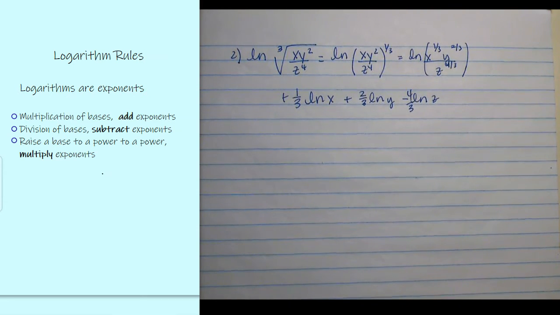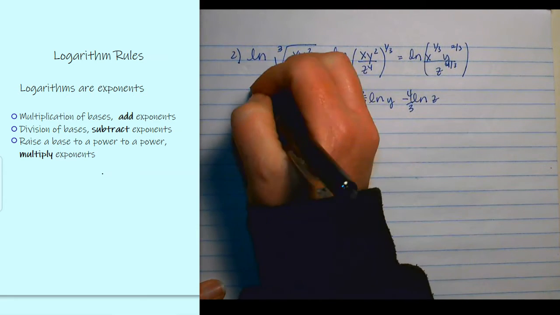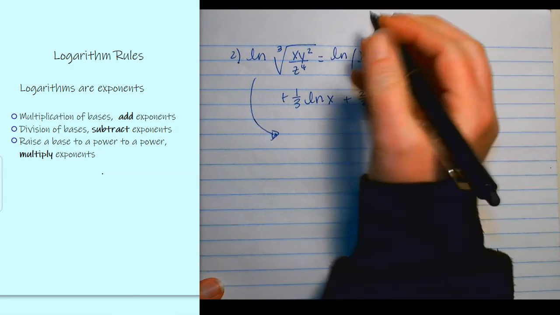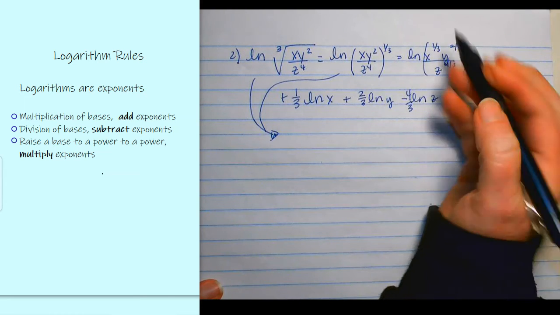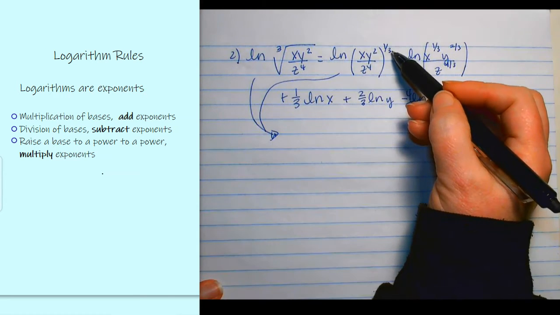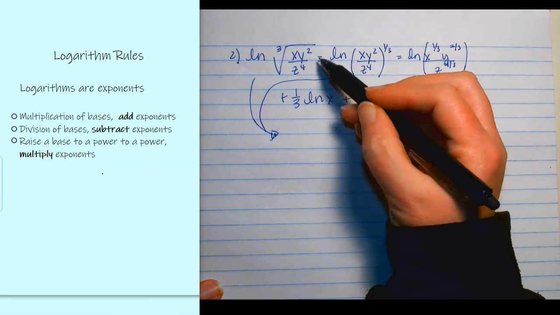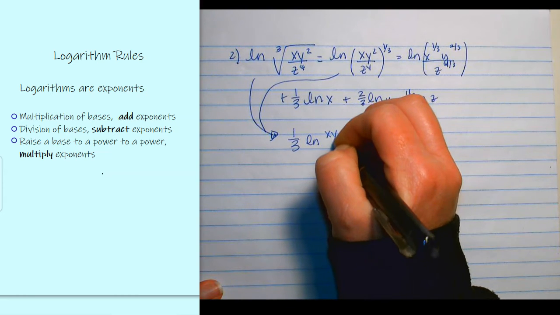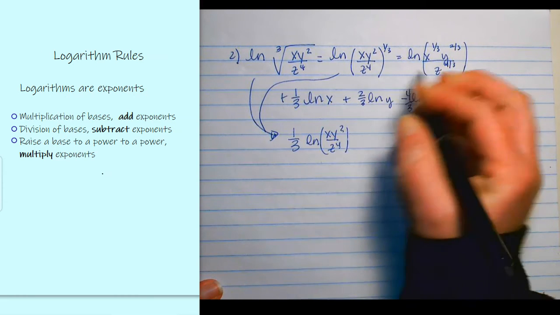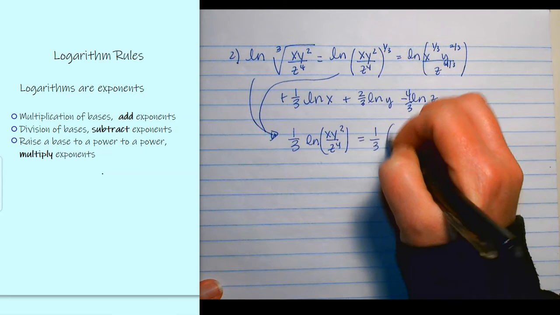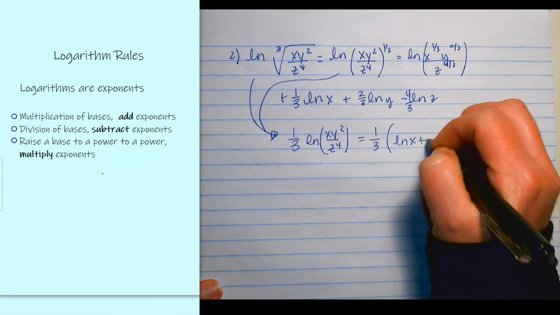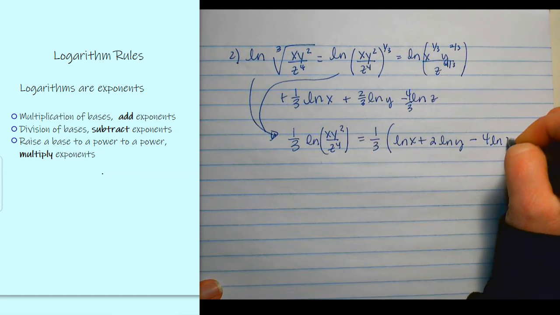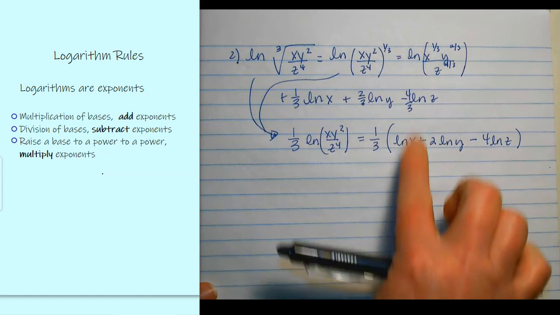In the book, they wrote theirs differently. They said, actually from this scenario, so really from here, what if I take the 1/3 right now? I consider this one unit. I take the 1/3 to the front. Then it would be 1/3 the natural log of xy squared over z to the fourth. And then from there, to separate them, we would have the natural log of x plus 2 the natural log of y minus 4 the natural log of z. So either one of these is correct.